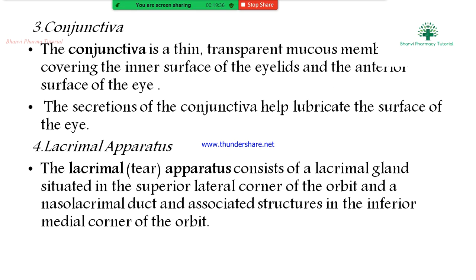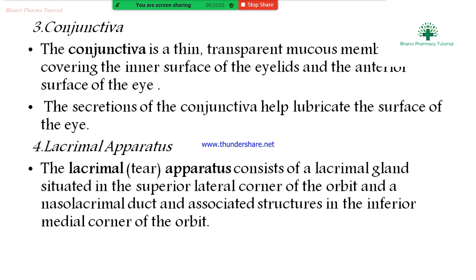Next, the third part is the conjunctiva. The conjunctiva is a thin transparent mucous membrane covering the inner surface of the eyelid and the anterior surface of the eye. Next, the secretion of the conjunctiva helps to lubricate the surface of the eye.